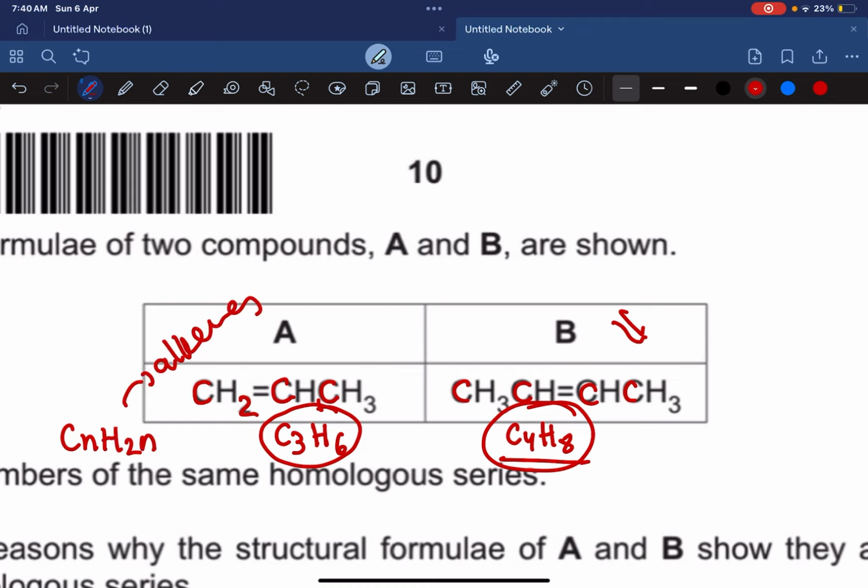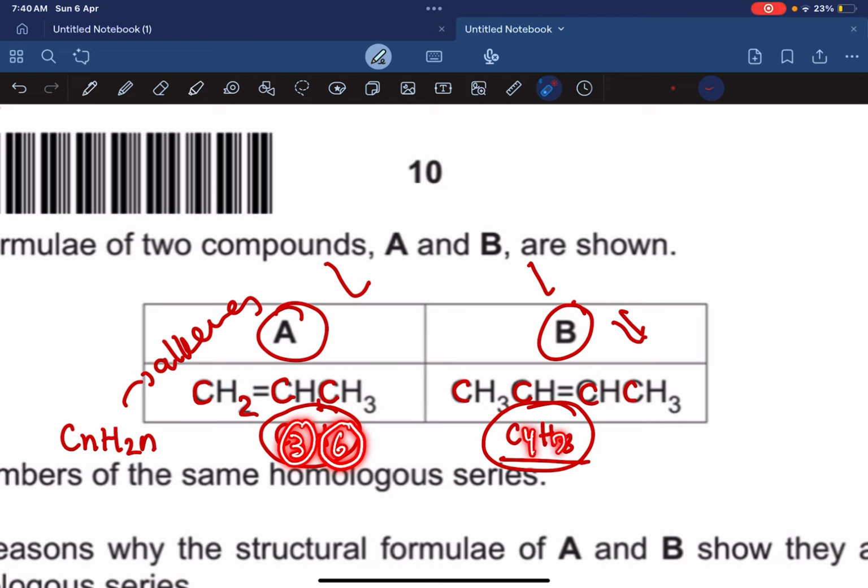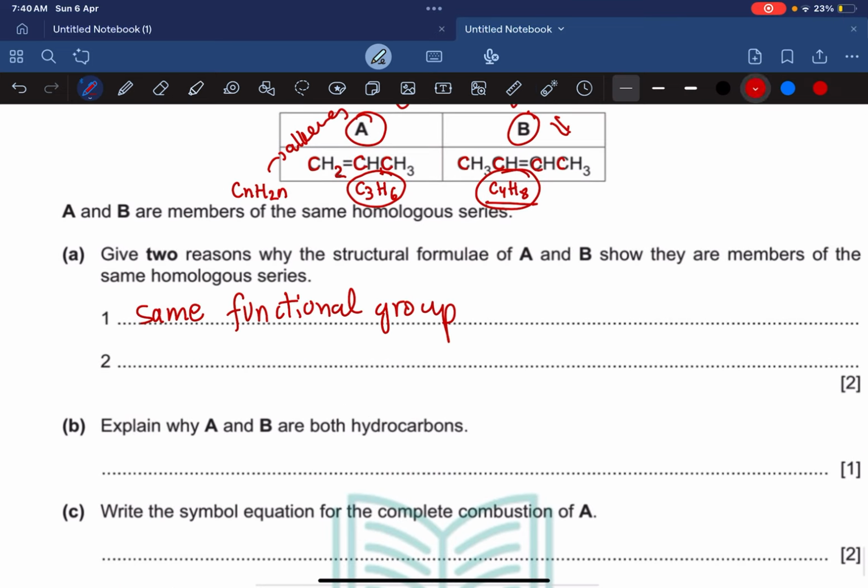So both of these structural formulas A and B have a similar general formula. The hydrogen is double the carbon. If carbon is 3 then hydrogen is 6. If carbon is 4 then hydrogen is 8. Basically hydrogen is double of carbon, okay? That's what you've got to realize. So they have the same general formula.